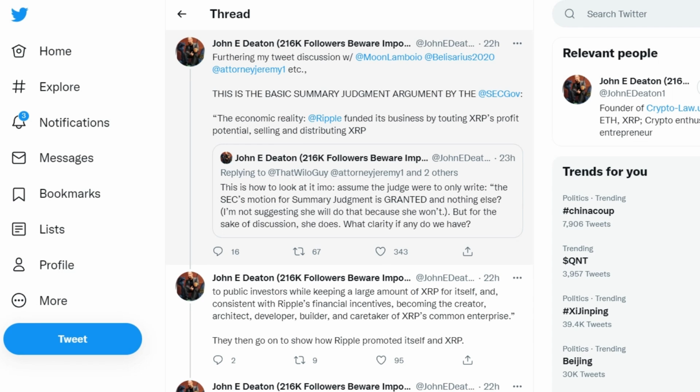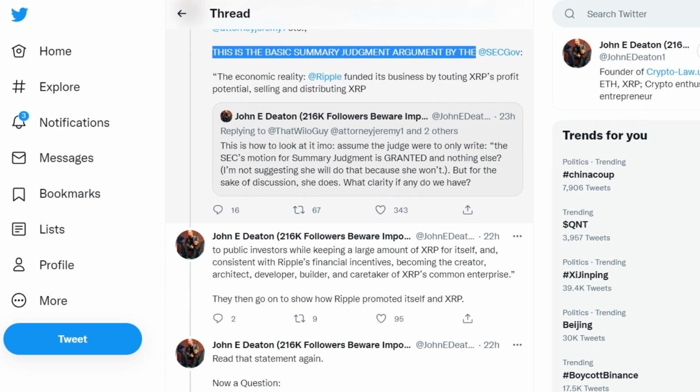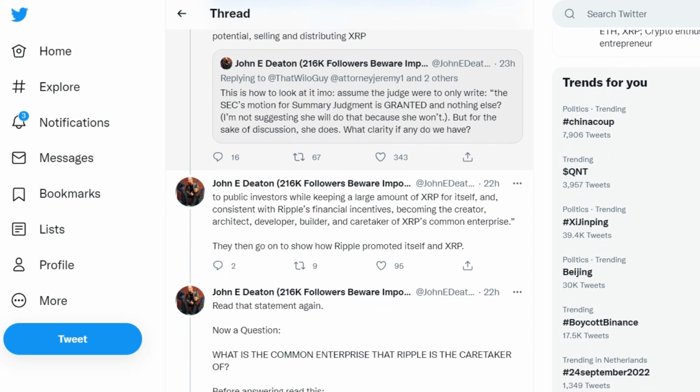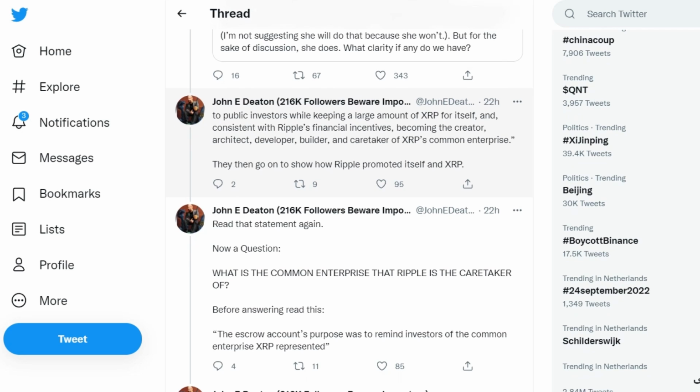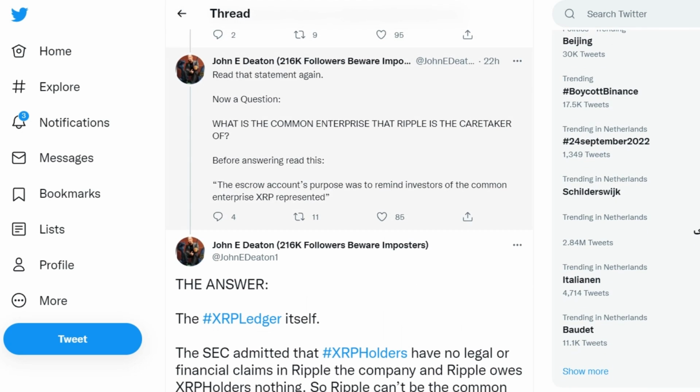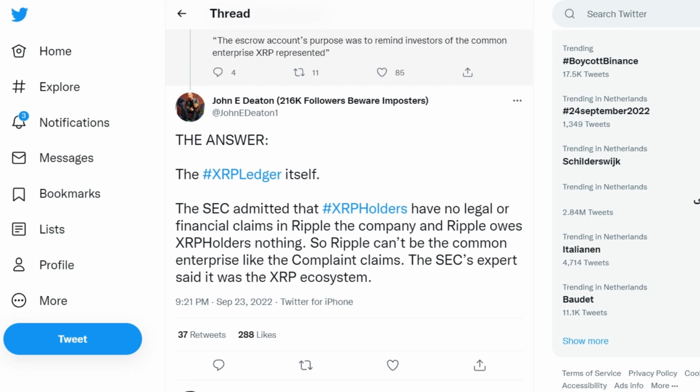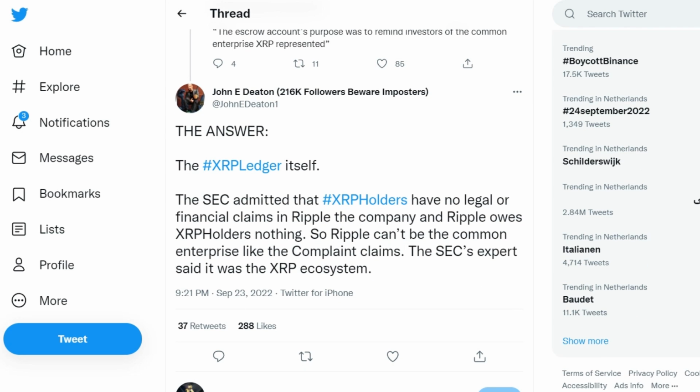It is noteworthy that XRP began to grow after Ripple and the SEC filed their petitions for a summary judgment, which suggests that the end of the trial is closer than expected. Deaton also believes that the commission may not prove that XRP is a security. He believes that the SEC has recognized that the owners of XRP have no legal or financial claims against Ripple, and Ripple owes nothing to the owners of XRP. Thus, Ripple cannot be a joint venture.